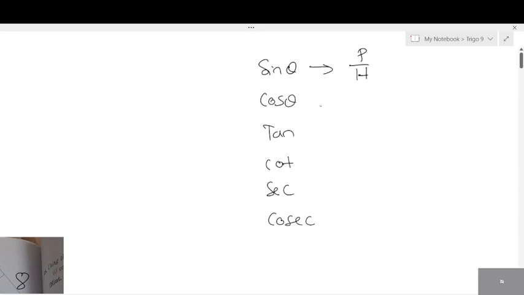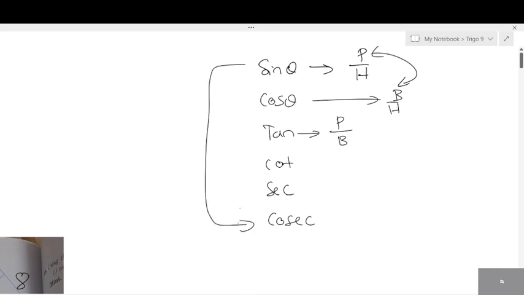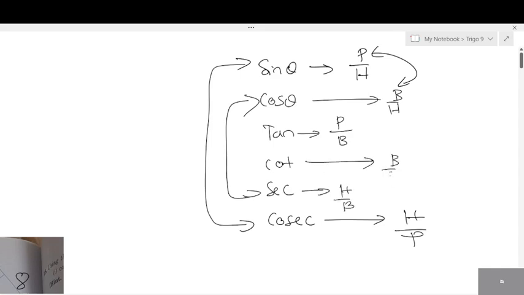Perpendicular by base. Take the first one and the second one, the first value, perpendicular by base. Then these are the reciprocal values. Look at them. They are one pair. So for sine, it is perpendicular by hypotenuse. What will be for cosec? Hypotenuse by perpendicular. For sec, hypotenuse by base. For cot, base by perpendicular. These are the formulas.